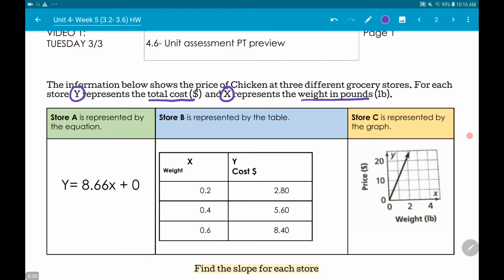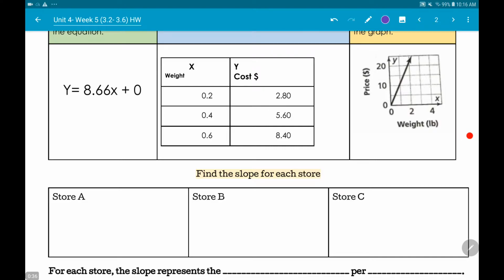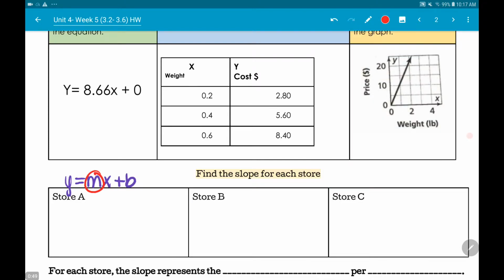Okay, so for slope, I need to look at each of the situations. All right, so how do I find slope from an equation? Slope in an equation, y equals mx plus b. Which one is the slope? So the slope is the m. So that means in this situation, my slope is 8.66. And that's it. I don't have to solve anything.